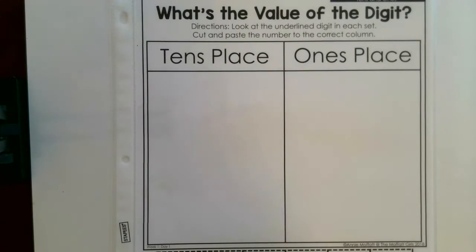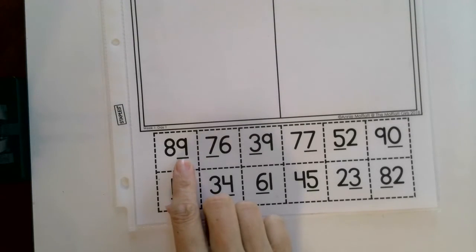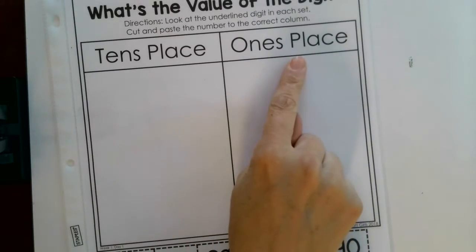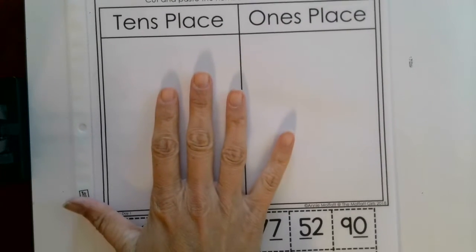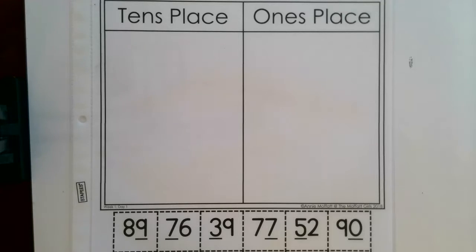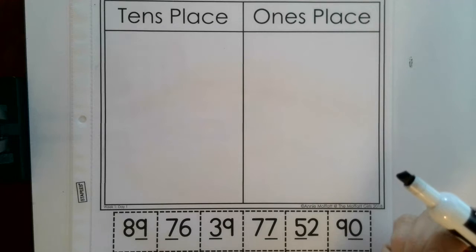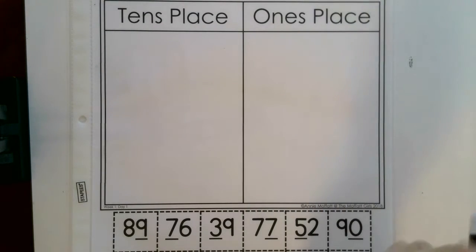So each of the numbers you're going to be deciding if the underlined digit is in the ones place or the tens place. So if I look right here, I can see all of my numbers on that top row. So we'll just go through each number and decide if the underlined digit is in the ones place or the tens place, and then write it in the correct column.